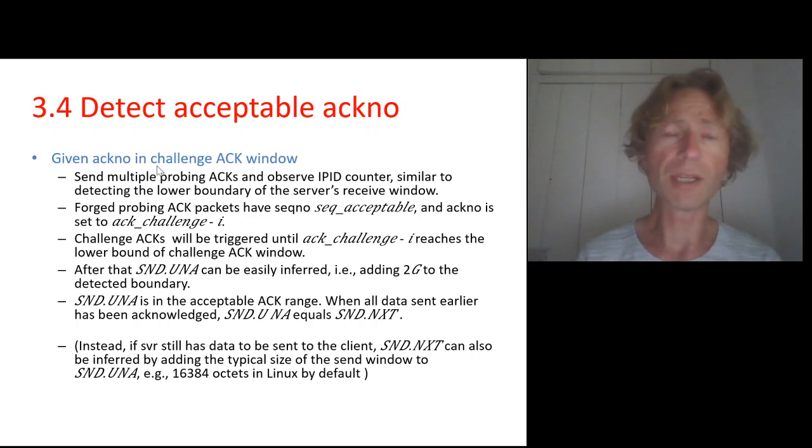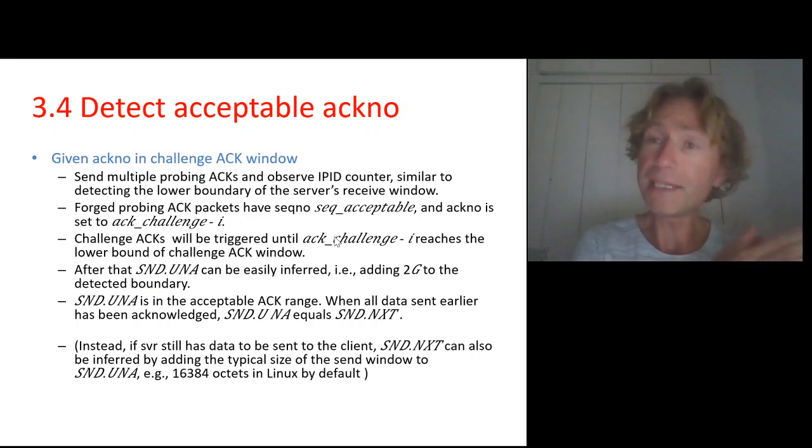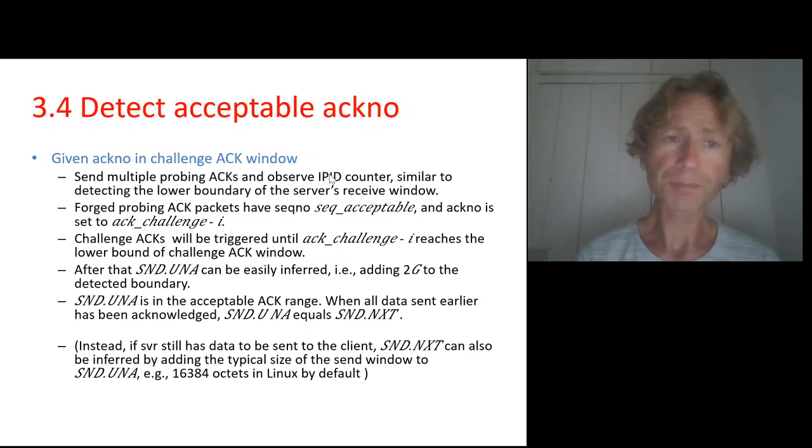So if we have an initial ACK that is in the challenge ACK window, we start decrementing this until we reach the lower bound of the challenge ACK window. Okay, so we keep doing this, and eventually we'll have depleted this challenge ACK number. And then once we know the base of the challenge ACK number, we can also easily determine the actual sequence number of the first unacknowledged byte, right? So the sender UNA, as we called it, by adding 2 gigabytes to the detected boundary. Okay, so that's what we do.